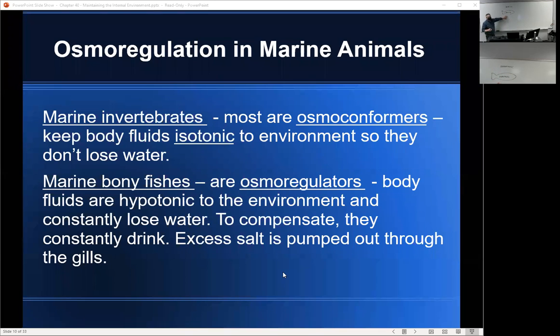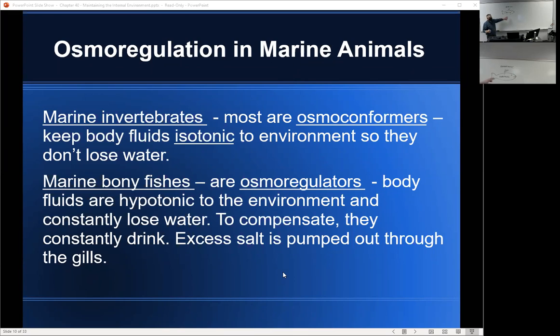Because its body fluids are hypotonic, water is going to go down its concentration gradient out. Okay, so we have a higher concentration of water in the fish's body fluids than its environment. That means it's going to lose water by osmosis. Water is going to go down its concentration gradient out of the fish's body.